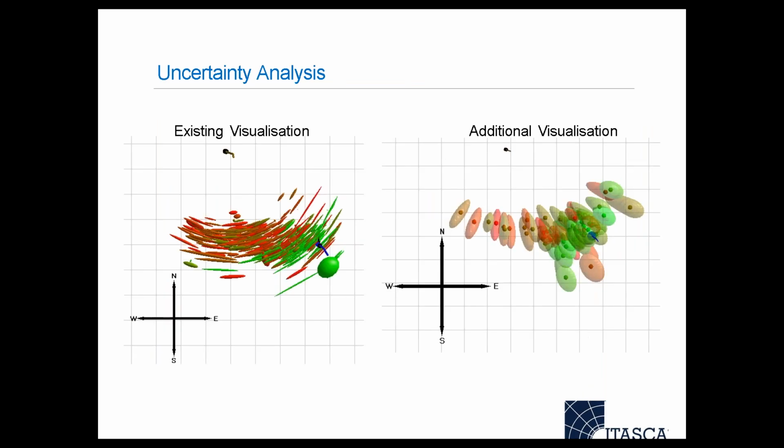So the first function that I want to demonstrate is this uncertainty analysis. The figure on the left is the existing visualization that InSite had, and on the right are the new visualization and uncertainty analysis tools. In the past, what you were seeing here is an ellipsoid. The axes of this ellipsoid correspond to the travel time residual as well as the angular residual. In this specific example, you're looking at a single borehole, so this longest axis corresponds to the angular residual.